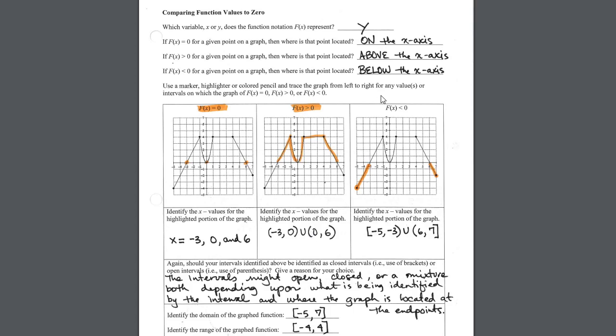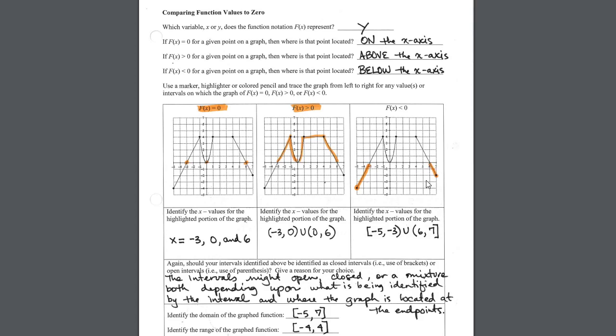Next, where is the graph negative? Where are the y values negative? That's here, these highlighted parts. From -5 to -3, and from 6, which is right here, to 7. These are the x values. Notice that -5 has a bracket because that's included. At -3, we do have a parenthesis, because right at -3, you're not below the x-axis, you are on the x-axis. So we have to use a parenthesis to not include -3.